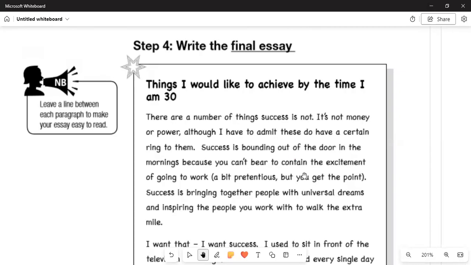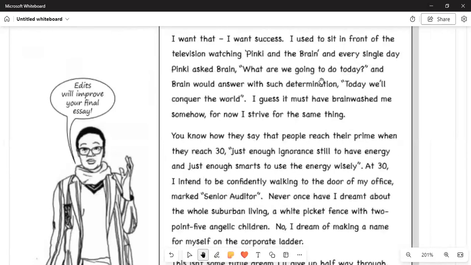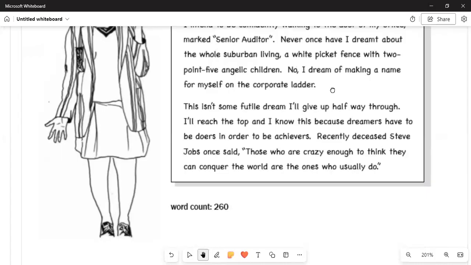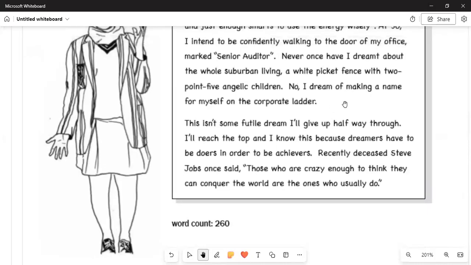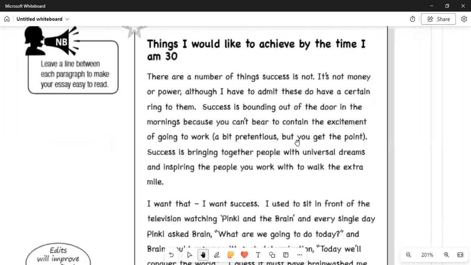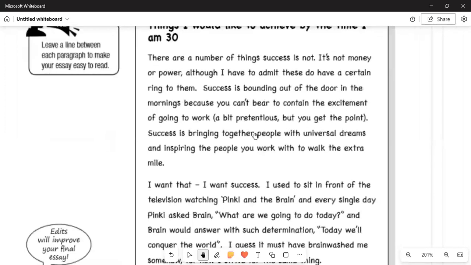So everything here, you can see that it has been achieved and it has been good, and you'll see that the word count here has also been written in a correct manner. That is correct, guys. So we need to understand those things, and then we need to ensure that they are understood. All right. And then let us read it. You can see now. Success is bounding out of the door, excited to go to work, a bit pretentiously, but you get the point. Universal dreams and inspiring the people you work with to go the extra mile.